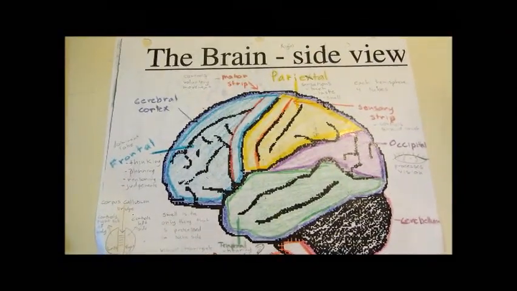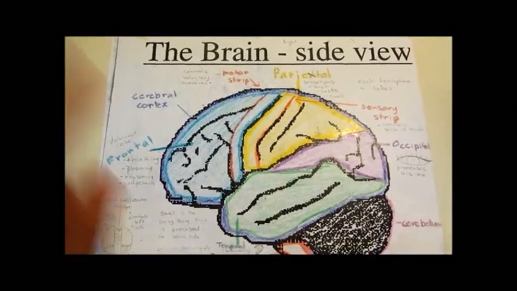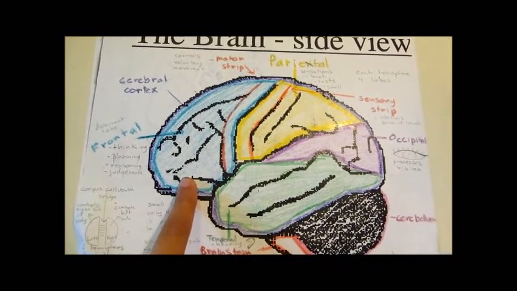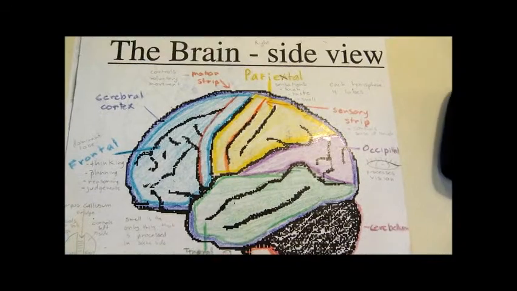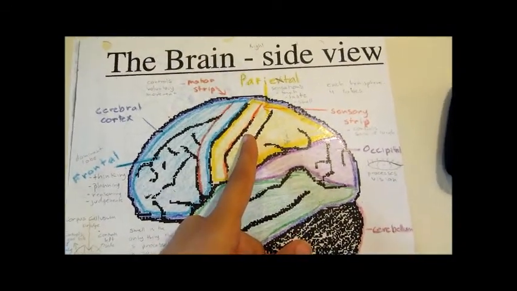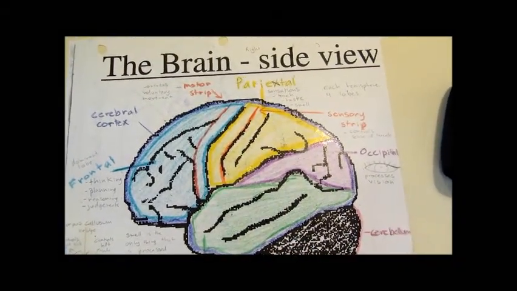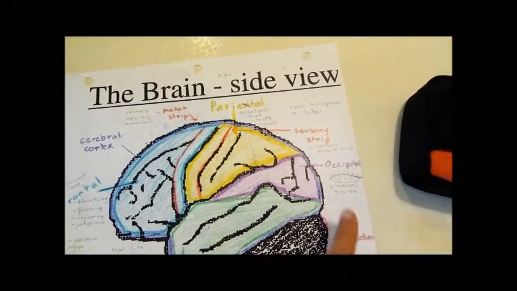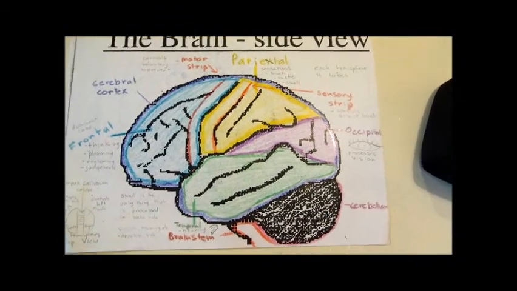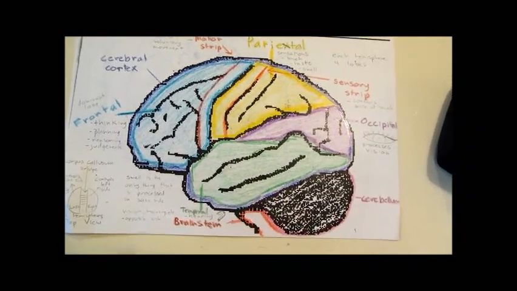This is the brain. There are 4 lobes of your brain. This one is the frontal lobe, which controls thinking, planning, reasoning, and judgments. This one is the parietal lobe. It controls sensations such as touch, taste, and smell. This is the occipital lobe, and this processes vision. And this is the temporal lobe, which processes hearing.